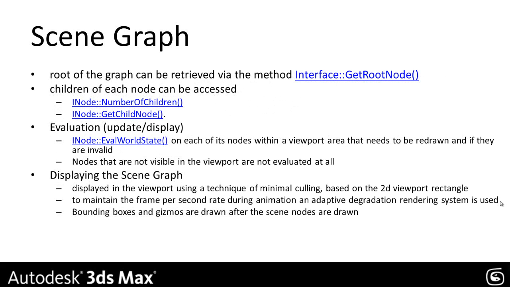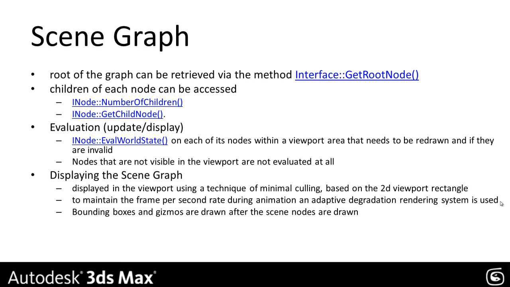The root of the scene graph is retrieved via the method GetRootNode. Okay, this is off the Interface class. And then from there, children of each node can be accessed directly by using number of children and then iterating over those by getting the child node at a specific index.